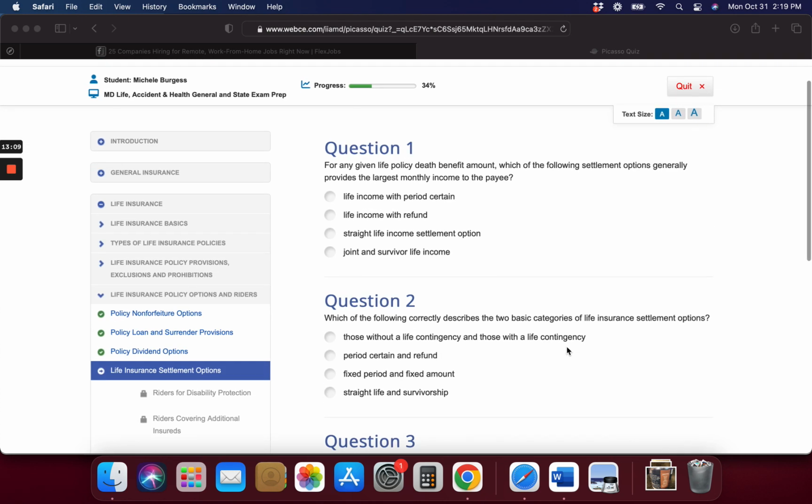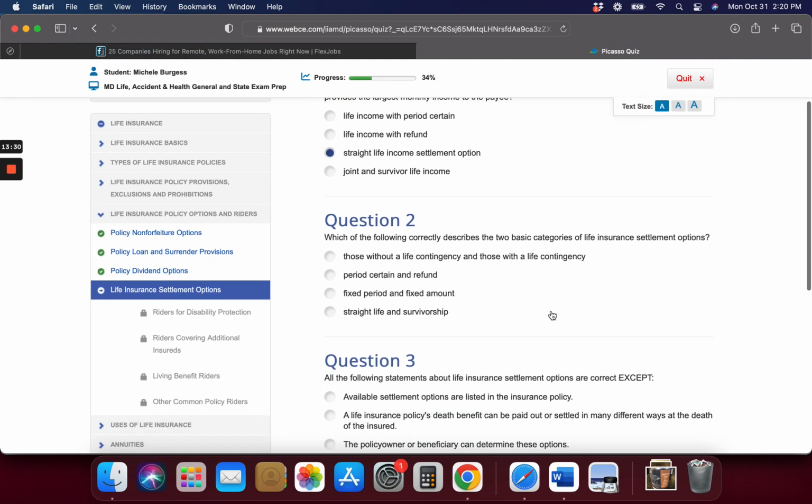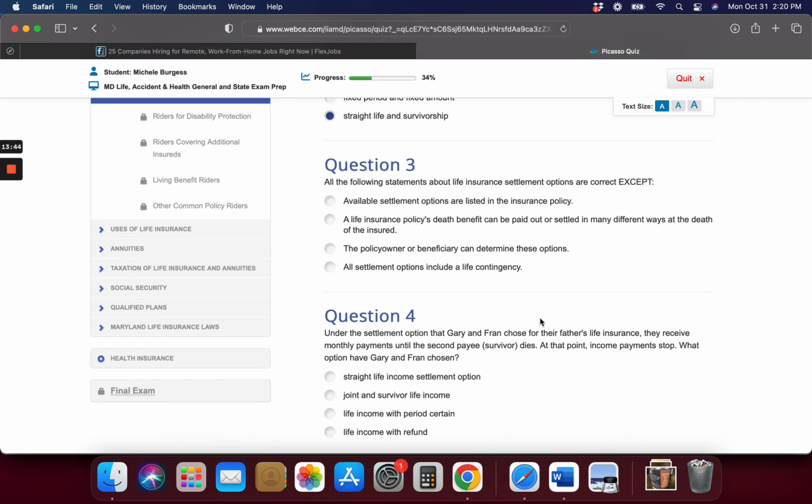Okay, so here are the 4 questions for this lesson. For any given life policy death benefit amount, which of the following settlement options generally provides the largest monthly income to the payee? So I'm going to say straight life. I'm just guessing here. I don't know. Which of the following correctly describes the 2 basic categories of life insurance settlement options? I'm going to say straight life and survivorship. All the following statements about life insurance settlement options are true except... I don't think the policy owner or beneficiary can determine the options.